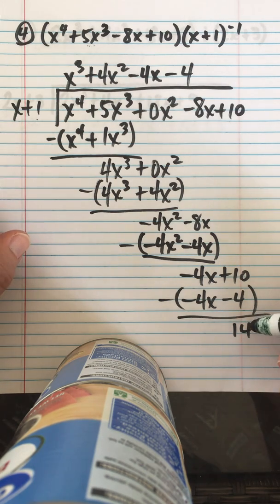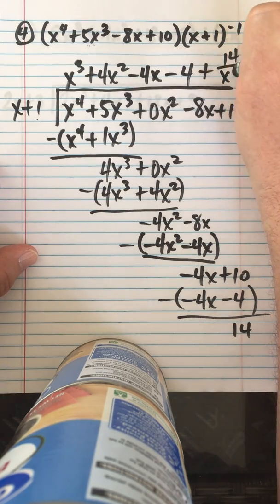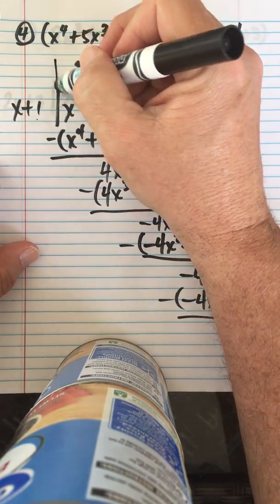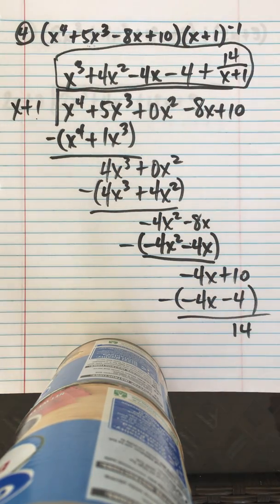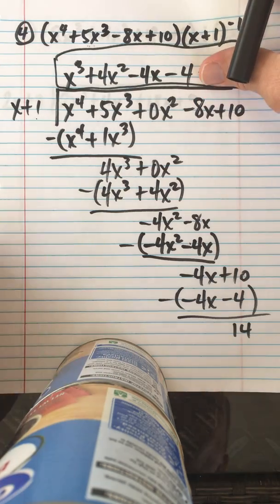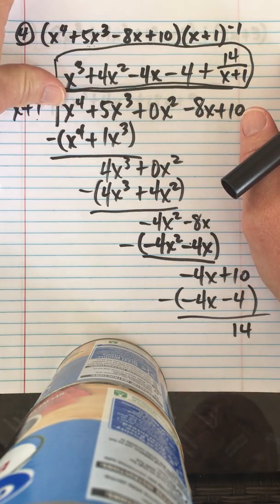So there's my remainder. For my remainder, I can just stick it on the end of there and put it over what I was dividing by. This is my answer. Does that make sense? As if I'm going to hear you say no.